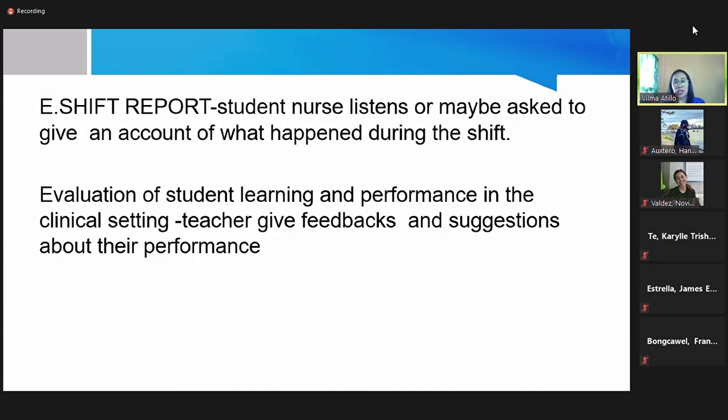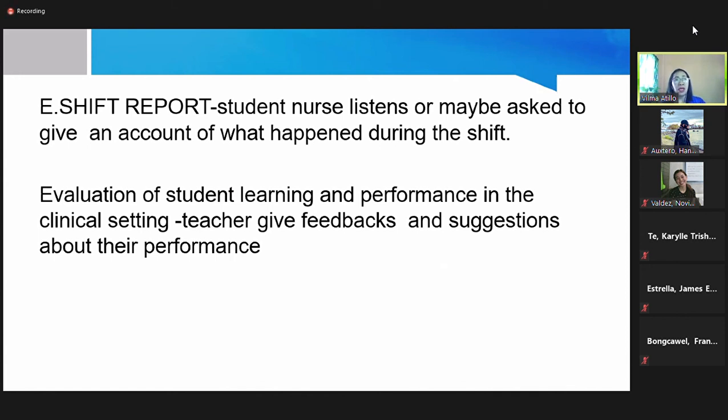Okay? Shift report: the student nurse listens or may be given an account of what happened during the shift. So at the end of duty, the clinical instructor can point somebody to discuss what they have experienced during the day. Okay, evaluation of student learning and performance in the clinical setting. The teacher gives feedback and suggestions about their performance.